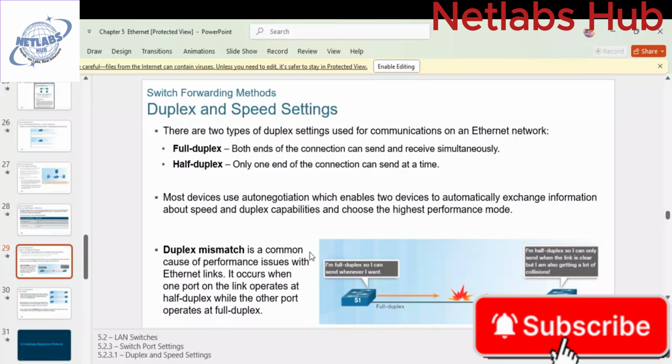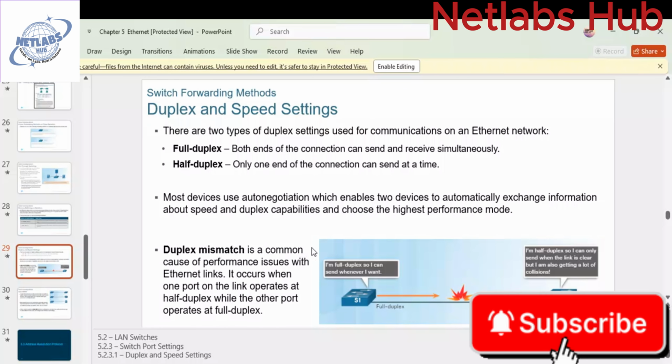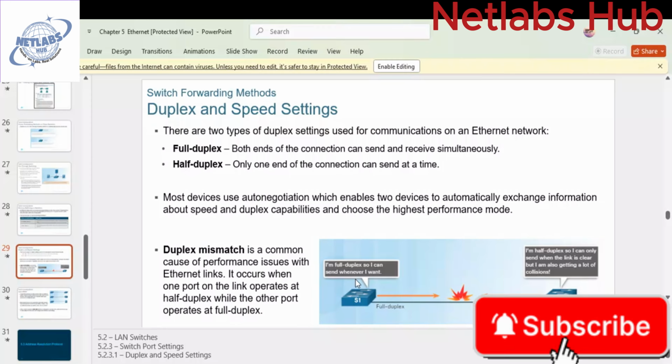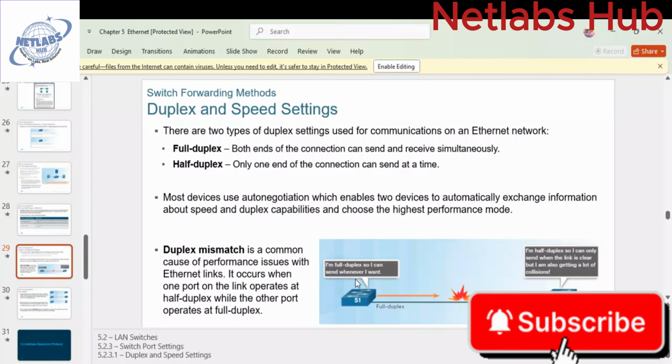So duplex or speed mismatch is a common cause of performance issues within Ethernet links. It occurs when one port operates at half duplex while the other port operates at full duplex. This is solved through auto negotiation, whereby the switch has the inbuilt capability to negotiate the best speed and the best duplex mode it can function at.